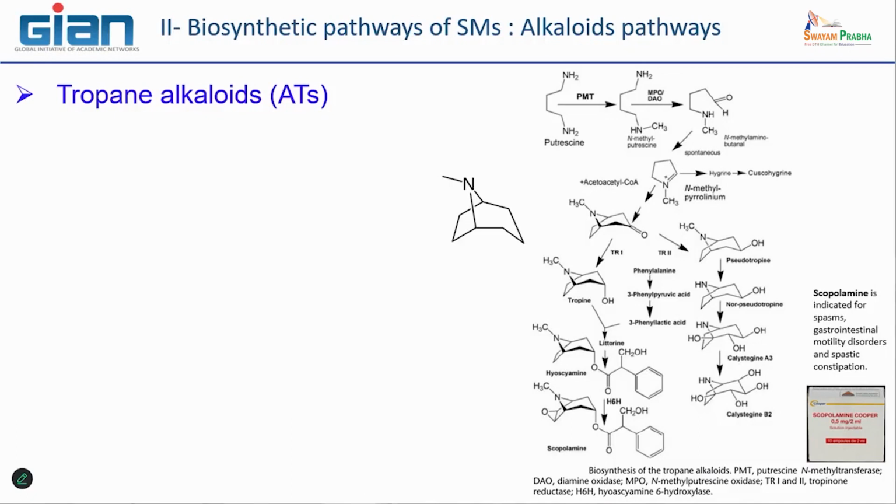As I said, it is just one example, because from this precursor you may have a very large amount of different tropane alkaloids. Scopolamine is one of the most important molecules because it is used as a pharmaceutical today.